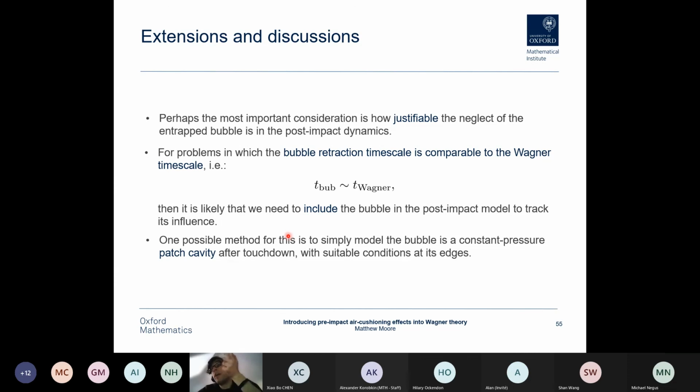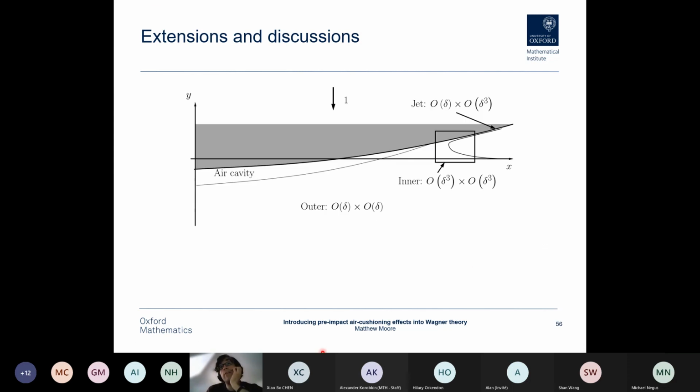So one possible way you might do this is by just saying that the bubble is a constant pressure patch cavity, and then apply suitable conditions at the edges of the cavity, perhaps suitable smoothness conditions like the Brillouin-Villat condition, to solve where it is as the Wagner post-impact dynamics takes place. So in terms of a picture, we get the same Wagner picture that we spoke about before, but now we have this air cavity trapped between the impactor and the pool.